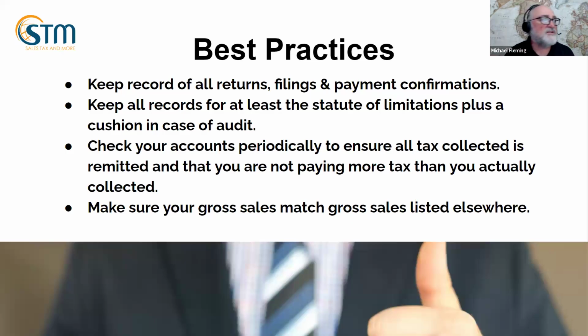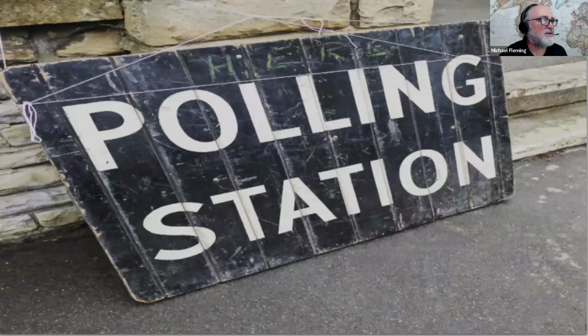Can they help you? Some best practices: you've got to keep a record of all the returns, filings, and payment confirmations. You may need those to clear notices. You've got to keep all records for at least the statute of limitations plus a cushion in case of audit. We generally keep everything for 7 years minimum, and we would suggest that you do that also. You've got to check your accounts periodically to ensure all tax collected is actually being remitted and that you're not paying more tax than you've actually collected. And you've got to make sure your gross sales match your gross sales listed everywhere else.